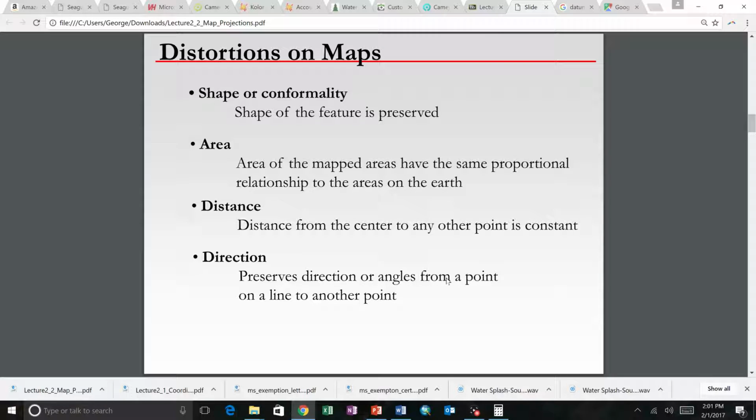Area, distance, direction, or shape. So you can memorize it however you want. Here we have it set up as SAD, S-A-D-D, or it could be ADDS, A-D-D-S, which is the way in my class I memorized it. Yes?